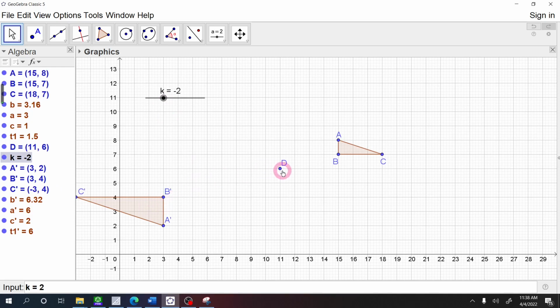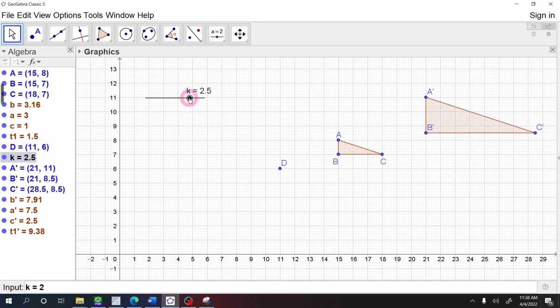Sometimes you will notice that the center of enlargement is actually located between the object and image. In this situation, the scale factor will be negative. You need to add a negative for the scale factor. Okay, so how do we get the center of enlargement?